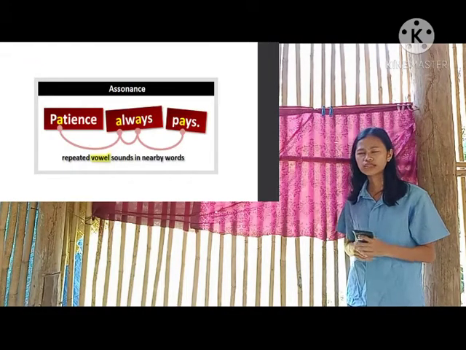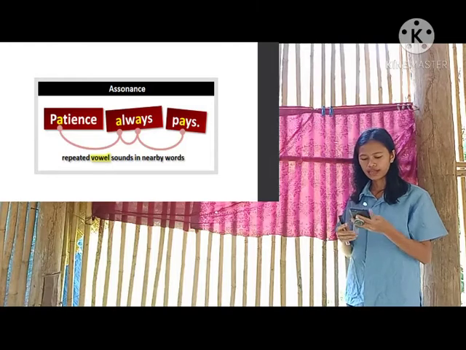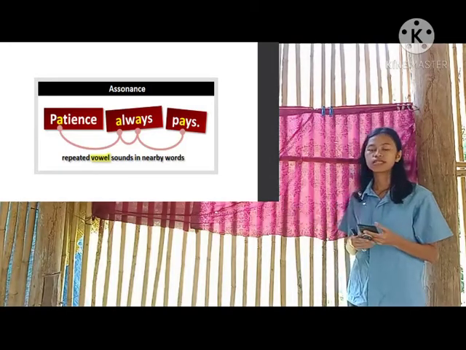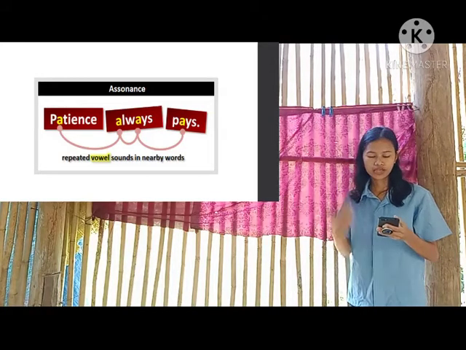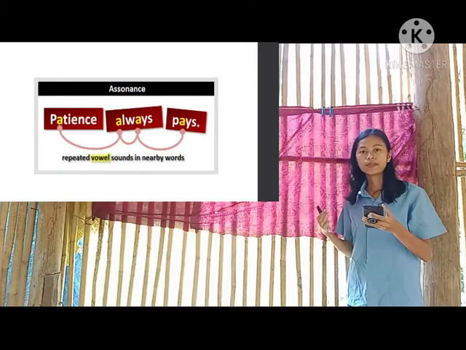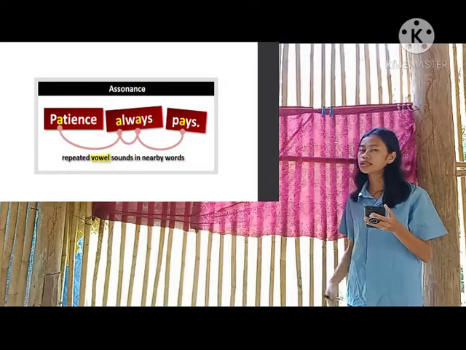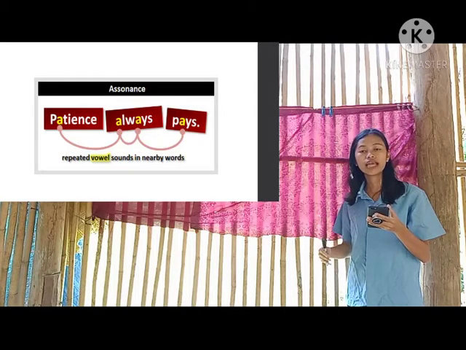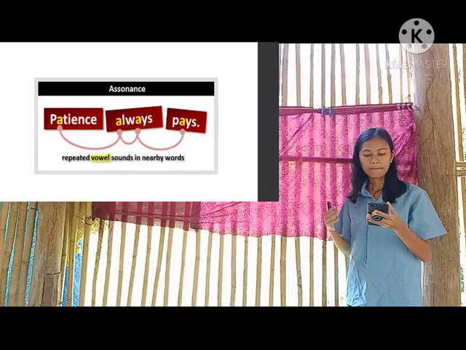Now we will talk about assonance first. Okay, what is assonance? James, please read what's on the slide. Okay, thank you, James. So here, assonance is the repeated vowel sounds in nearby words. So our example is patience always pays. So here, the vowel sound of the letter A is repeated. Okay? Patience always pays.